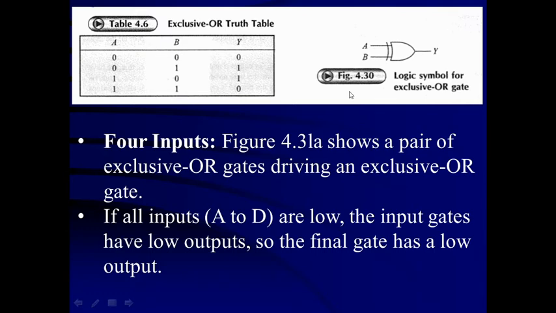There are many applications of the exclusive OR gate. It is utilized in arithmetic circuits also. It is utilized as a parity generator and parity checker circuit also. How it is utilized, we'll see in a later part of this lecture.